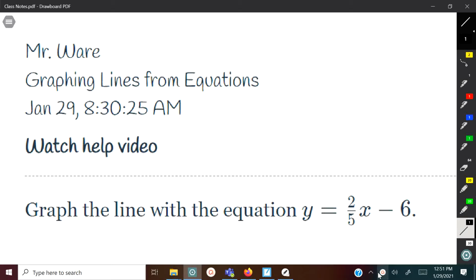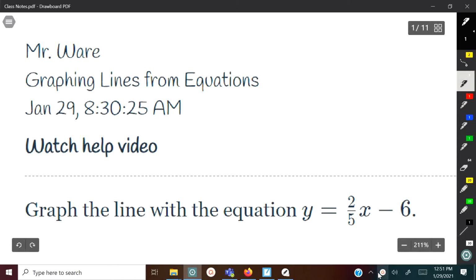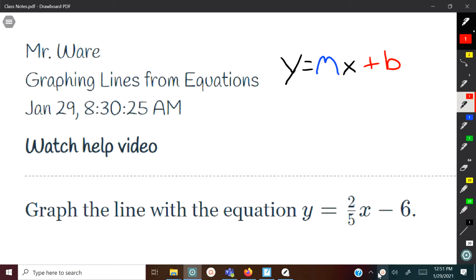Alright, so the main thing we're going to use is y is equal to mx plus b, where the m represents the slope and the b represents the y-intercept. Another way to look at it is the m is what you move and the b is where you begin. So keep that in mind. So let's take a look at our first example.